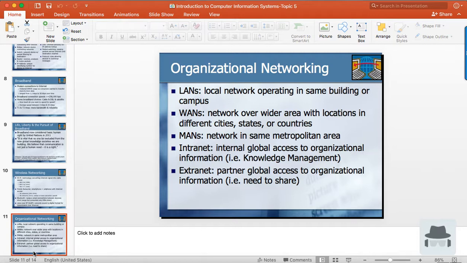A MAN is a network in a metropolitan area. So you'll see it, for example, in downtown Philadelphia, where a MAN connects a campus together, like the University of Pennsylvania, which is tied into a MAN. The key part of this is that it's part of a metropolitan area. And then the intranet and extranet.